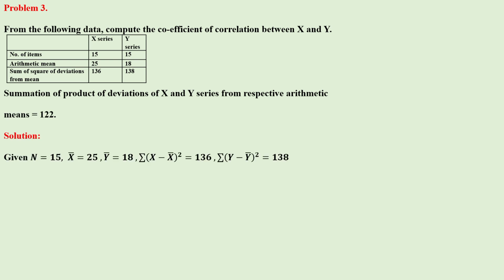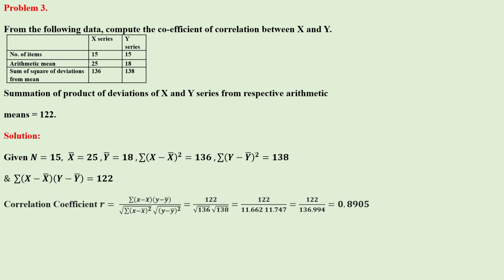So now n is given, x bar, y bar, everything given, right? So sigma x minus x bar into y minus y bar is given, that is summation of product of deviation of x and y series from the respective arithmetic mean, that is equal to 122. That is called summation x minus x bar into y minus y bar. So substituting in the formula all the values, you will get 0.8905.